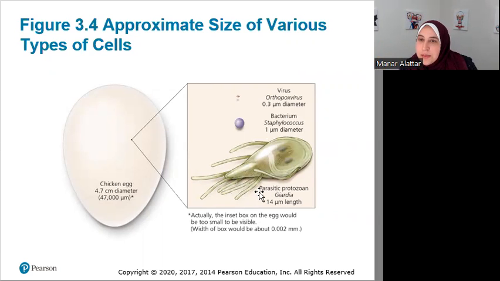Also, you have some parasitic eukaryotes, like this Giardia, which are just large enough that they're going to be visible with the naked eye. Whereas bacteria are many, many times smaller than that. So you can see here 1 micrometer compared to the 14 micrometers of the Giardia. And then viruses will be many times smaller than that.